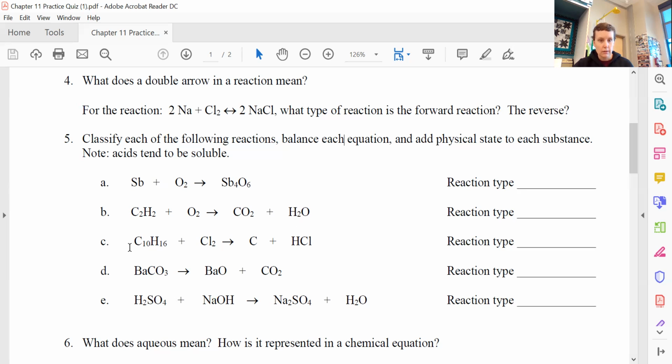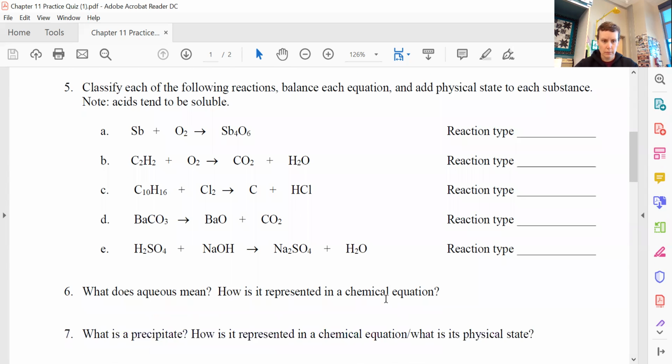Part C, implied 1, so nothing written here. 8 chlorines, 10 carbon atoms, 16 HCls. So 16 in front of HCl. Part D is already balanced. And part E, we end up with a 2 in front of NaOH and a 2 in front of water. So hopefully you're doing well on balancing.